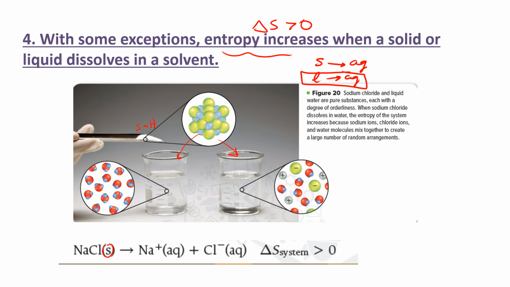That's why when a solid turns into AQ, the delta S of the system will increase. Why? Because now they are moving freely. يتحركون بحرية الأيونات. Okay? لما كانوا في الحالة الصلبة في الملح, when they were in the solid state in the salt, they were not moving freely, right? So that's why when we put them in water, they will dissolve, and then the delta S of the system actually increases.